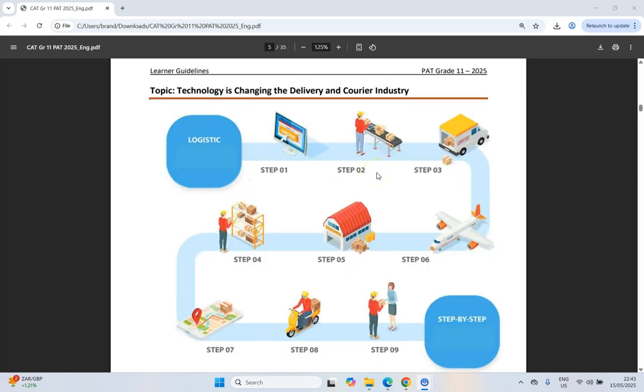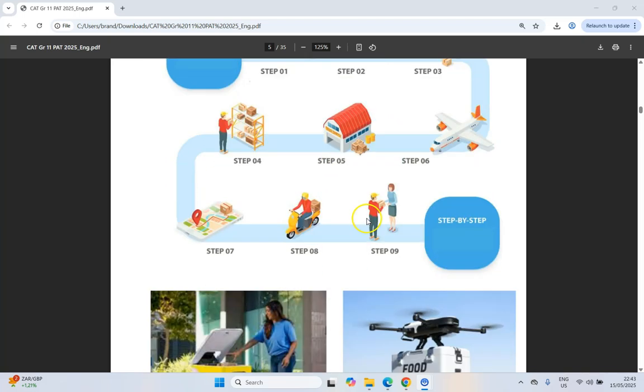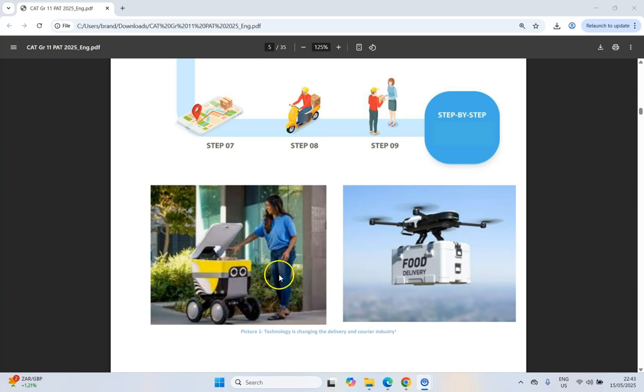I know there's a big trend using what's called Pudo. Pudo are those little boxes at different places around the country where you can just drop off an item into one of the lockers, get it sent somewhere in the country. So those types of things, anything to do with the delivery or courier industry. So they're talking about maybe there's newer technology that can make deliveries a lot easier.